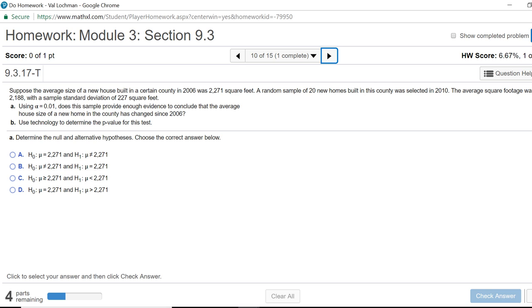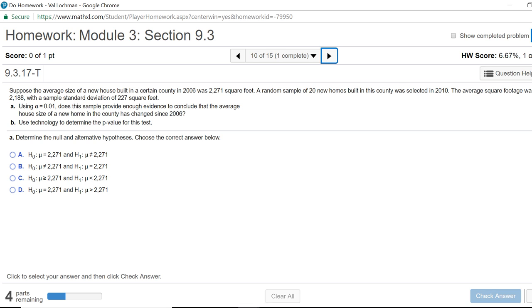Let's say the average size of a new house built in a certain county was 2,271 square feet. Then we got a random sample of 20 new homes built in 2010, and we got a sample mean of 2188 with a sample standard deviation of 222 square feet. This is the information that's given to us, and we want to answer all of these questions. Using alpha 0.01, does this sample provide enough evidence to conclude that the average house size of a new home in this county has changed?